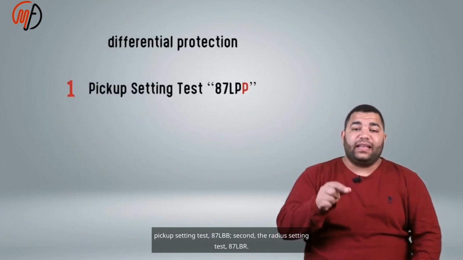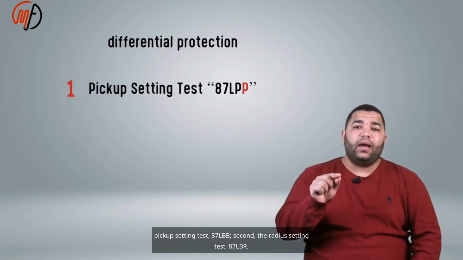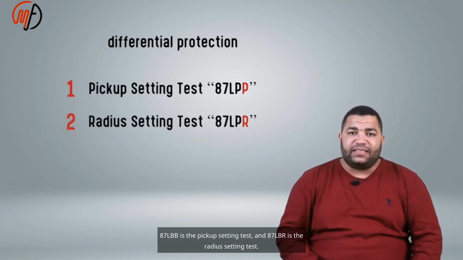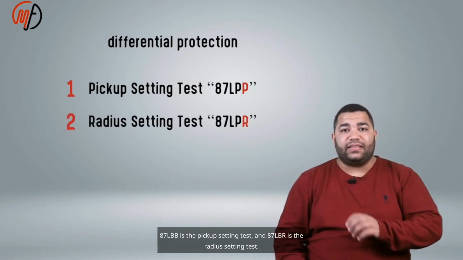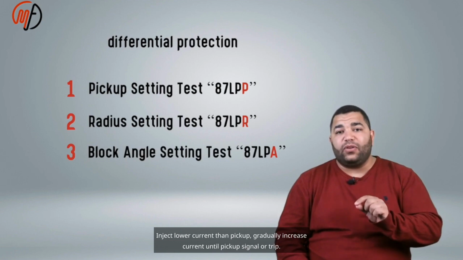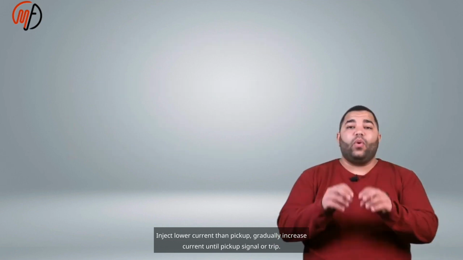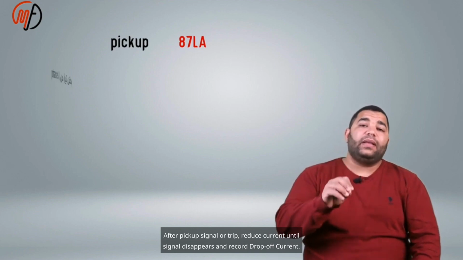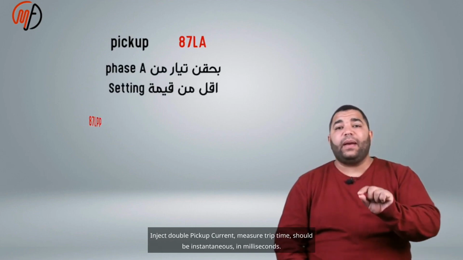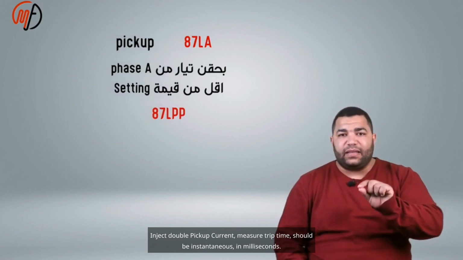Second, the radius setting test. 87LBB is the pickup setting test, and 87LBR is the radius setting test. The procedure is to inject lower current than pickup, gradually increase current until pickup signal or trip. After pickup signal or trip, reduce current until the signal disappears and record the drop-off current. Inject double the pickup current, measure trip time, which should be instantaneous, in milliseconds.